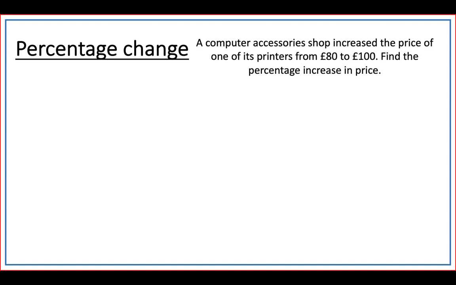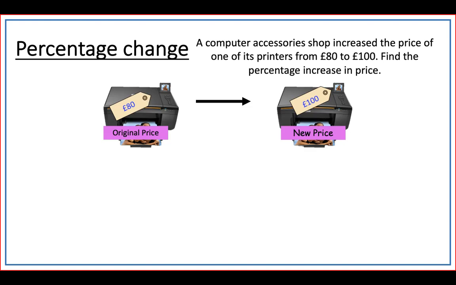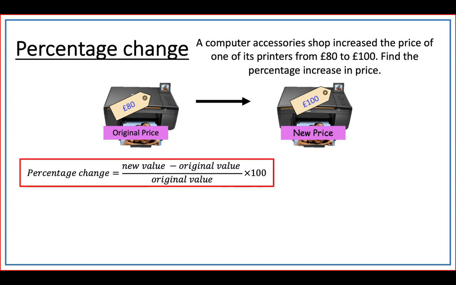Okay, so moving on, let's have a look at an example. A computer accessory shop increased the price of one of its printers from £80 to £100. Find the percentage increase in price. So the original price that we're told is £80 and it's increased to £100. That's the new price. So using our formula, percentage change is equal to new value, take away the original value, divided by the original value, times by 100.